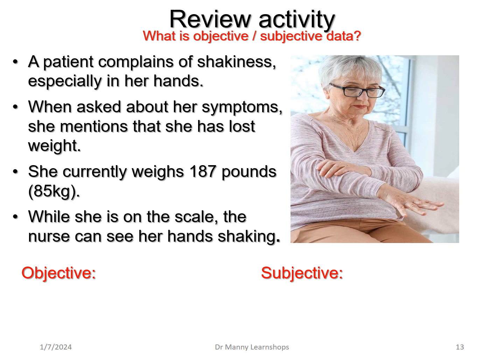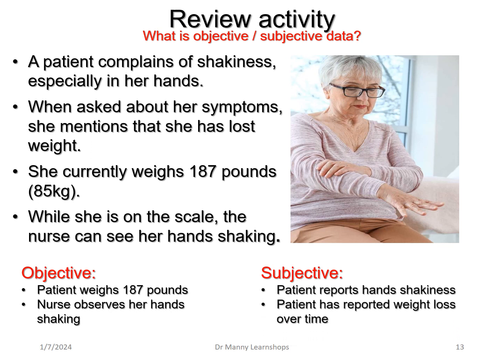Well, objective is what's measurable. The patient's weight and the observation of the hands shaking. The subjective data is the patient says her hands shake occasionally, and she says she's lost weight over a period of time.